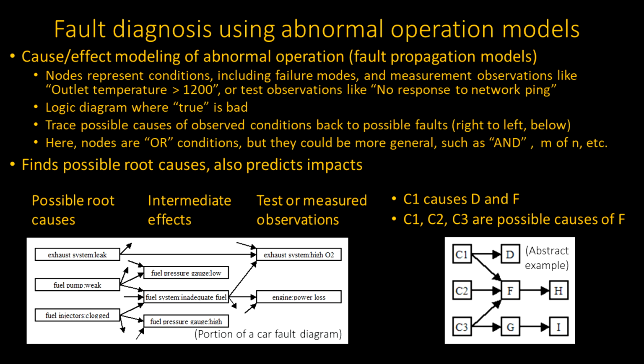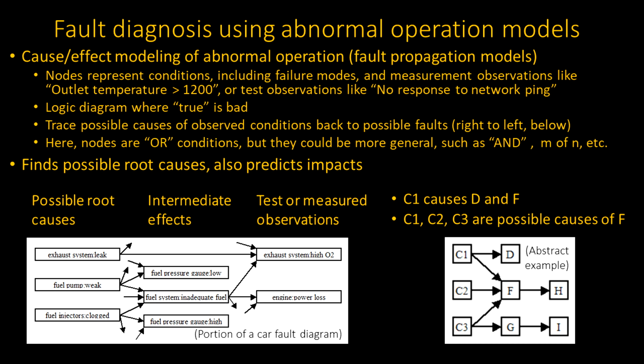One approach to fault diagnosis is to model the abnormal operation. It's called an abnormal operation model. One of those approaches is cause and effect modeling of that abnormal operation. This is also called a fault propagation model. And there's an example here in the diagram to the lower left. In general, in these kinds of diagrams, you may have the possible root causes on the left-hand side, and the right side of the diagram would have tests or measured observations one way or another. And then in between, there's a variety of intermediate conclusions, some of which may be measured, some of them maybe not. But anyway, the general flow of cause and effect is from left to right.